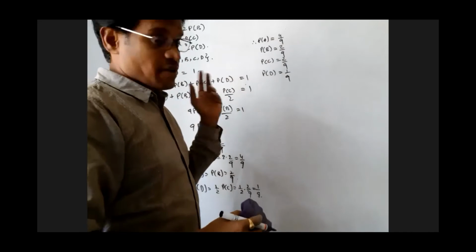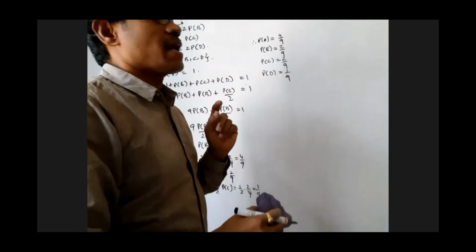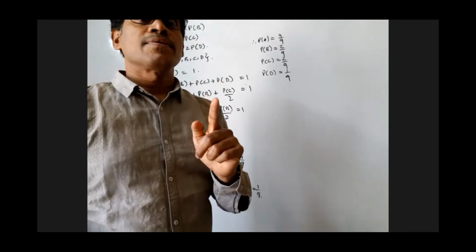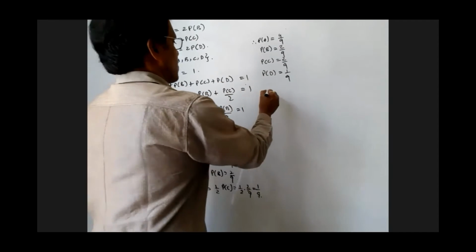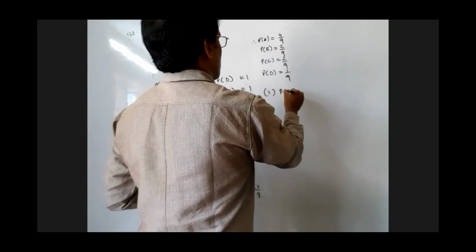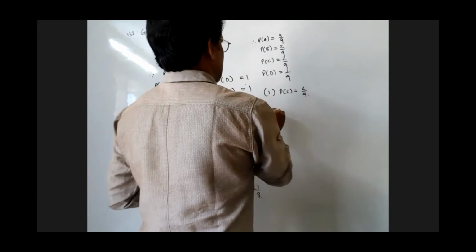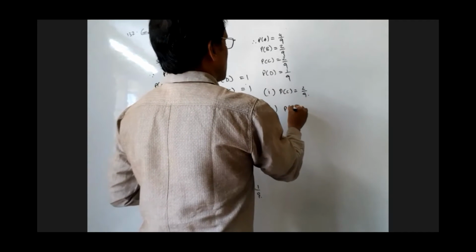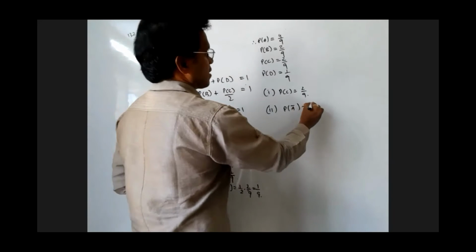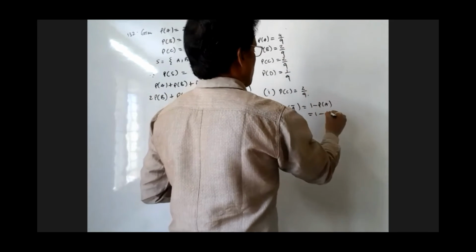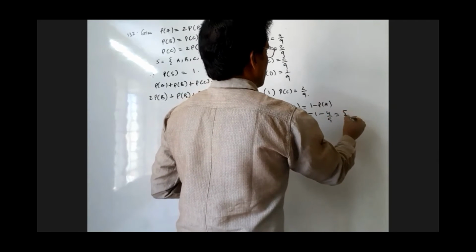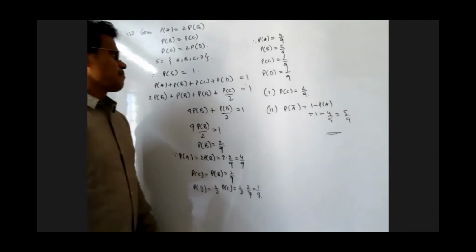Right. But actually, we have to answer the question. They're asking the probability of C and the probability of A not selecting. First, the probability of C is 2 by 9. Second is the probability of A non-selection, probability of A bar, that is 1 minus probability of A. 1 minus 4 by 9 is 5 by 9. That's all.